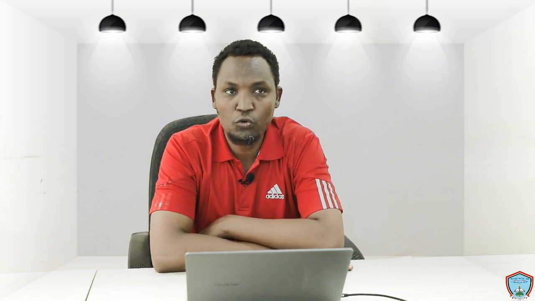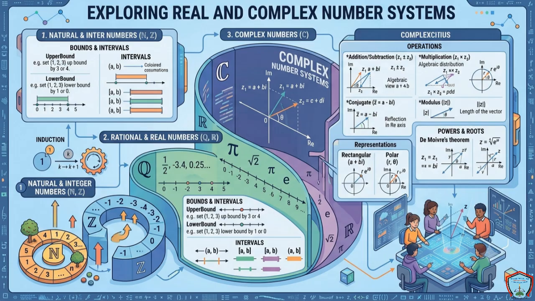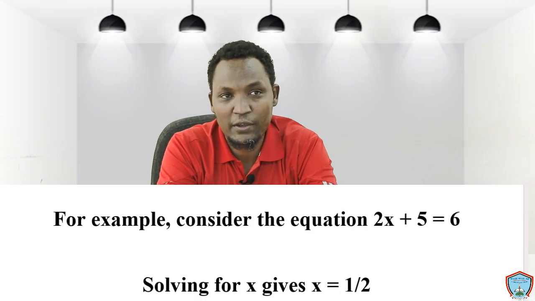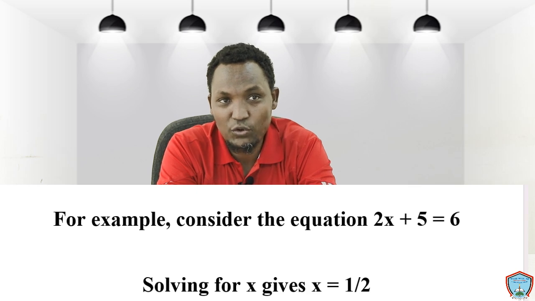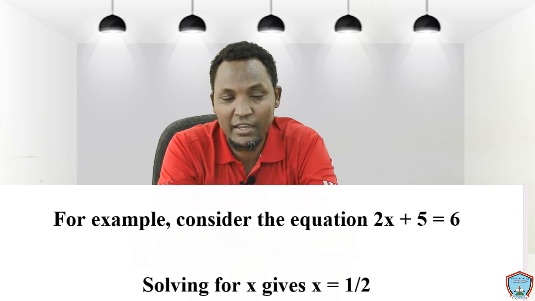In our previous session, we learned that integers allow us to solve problems involving positive numbers, negative numbers, and zero. However, there are still many questions that cannot be solved using integers alone. For example, consider the equation 2x + 5 = 6. Solving for x gives x = 1/2. While 1/2 is a valid number, it is not an integer.